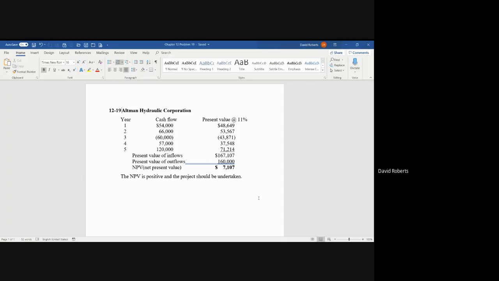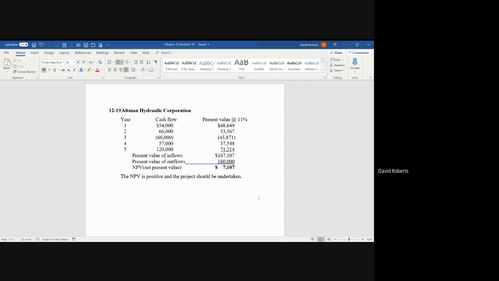So the biggest thing with this is you wind up with a positive number of $7,107. I will say it again because it is worth repeating that you earn 11% plus $7,107. You would not normally invest $160,000 to get back just over $7,000 over a 5-year period of time. That would be just not acceptable. You could do better, but it's not.